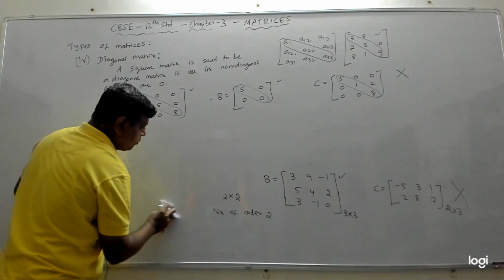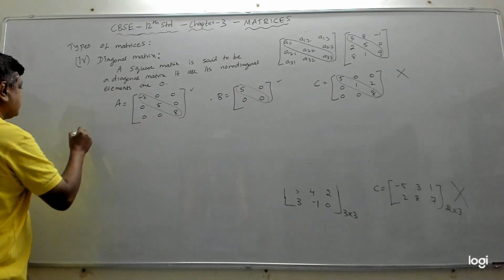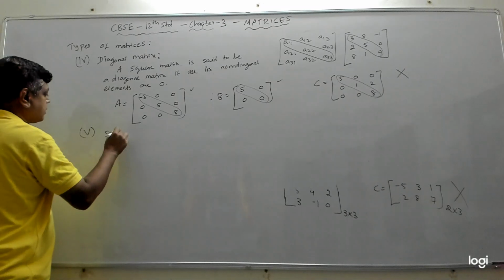The next one, the fifth one, is the scalar matrix.